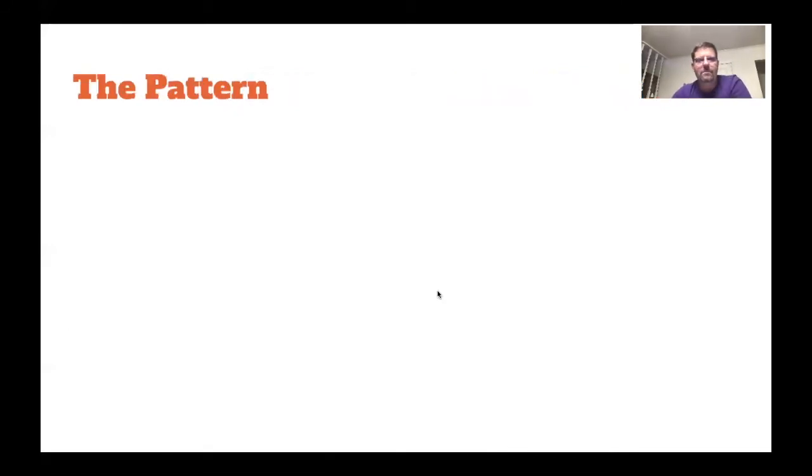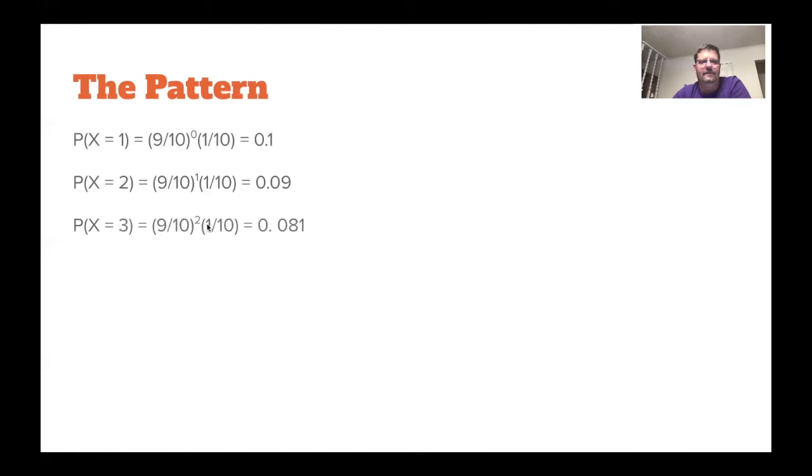Okay. So the pattern is 9/10 to the 0 times 1/10, 9/10 to the first times 1/10. I think I said the 1/10 there. I'm sorry. 9/10 to the second times 1/10. Those are what we already did. If we went to 4, it'd be 9/10 to the third times 1/10. Do y'all see what's going on here?